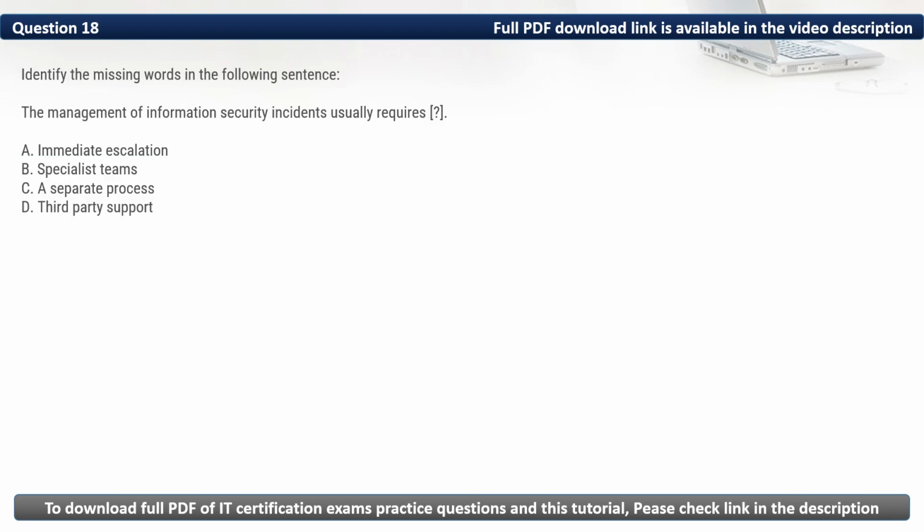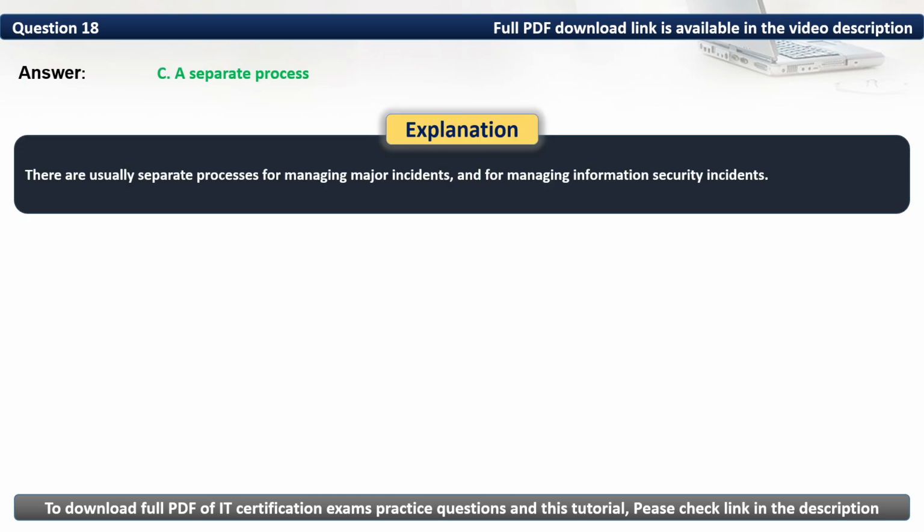Question 18. Identify the missing words in the following sentence. The management of information security incidents usually requires dash. Here in this question, the missing words in the given sentence are separate process. Thus, the correct option is C. There are usually separate processes for managing major incidents and for managing information security incidents.